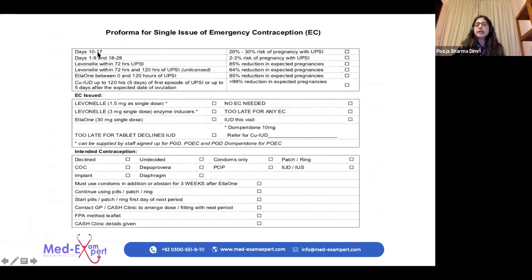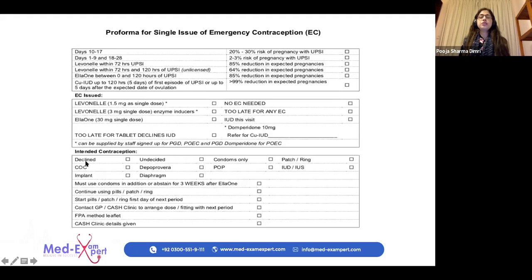If it's given between day 10 to 17, the risk of pregnancy is 20 to 30%. If it's day 1 to 9 and 18 to 28, risk is lesser because it's outside the ovulation. If you give Levonel within 72 hours, 85% reduction in the pregnancy risk. Within 72 to 120 hours, 64% reduction. LR1, 85% reduction again. Copper IUD gives more than 99% reduction in expected pregnancy.